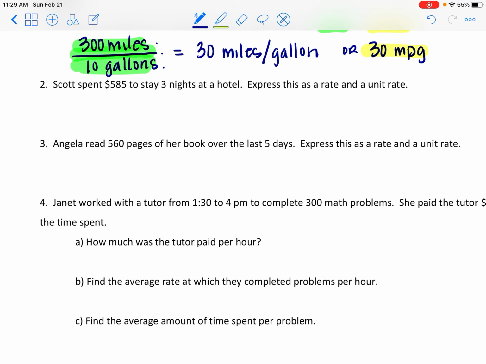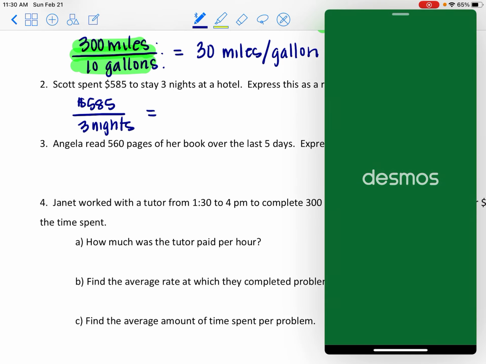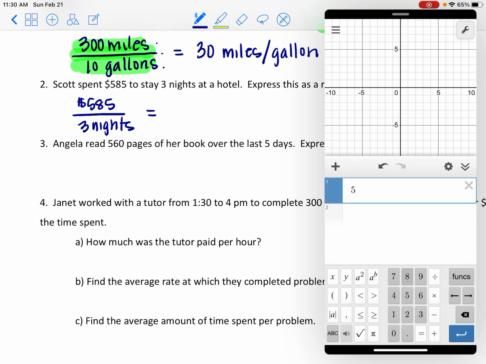So Scott spent $585 to stay 3 nights at a hotel. Express this as a rate and a unit rate. So $585 per 3 nights. Okay, that would be a rate. It's given to us as a rate. If we divided this out, we're going to get the cost per 1 night. So what is 585 divided by 3 would be the next question. I'm going to use my calculator, and that's 195.